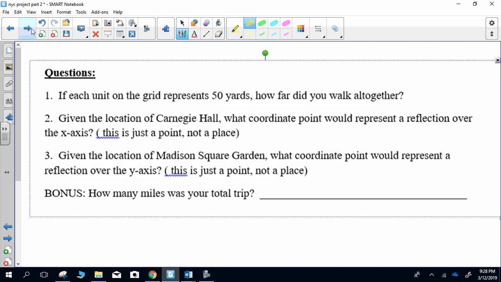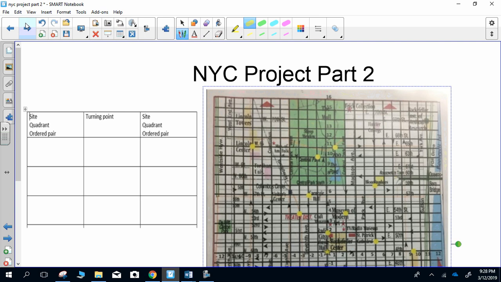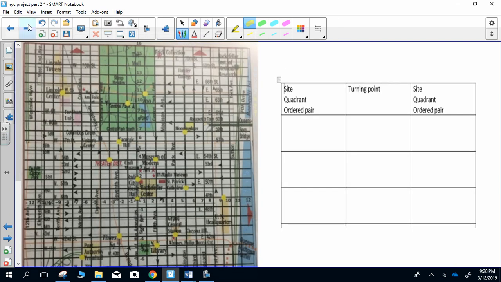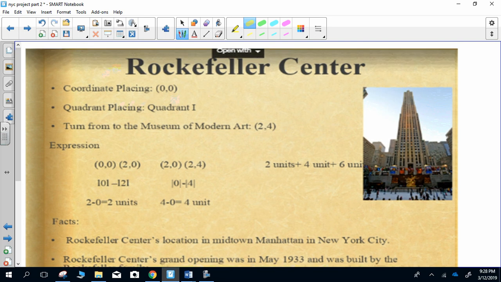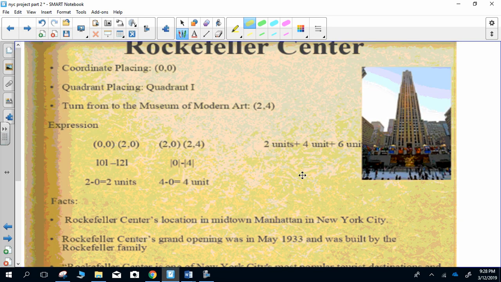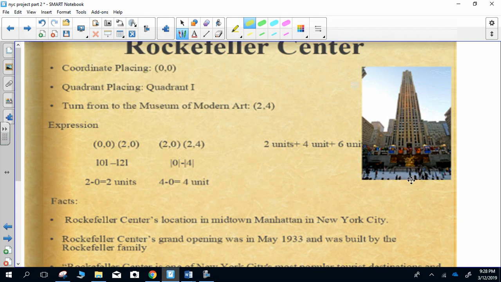So, and then there are these questions that you're going to answer on the last slide. So let's look here first at what the project is going to look like when it's done. This is an example of a slide that someone made in another class. They have a picture of Rockefeller Center. They have the coordinate. What is the coordinate point of it? What quadrant is it in? It's really not in a quadrant because it's at the origin, but maybe a little bit was in quadrant 1.